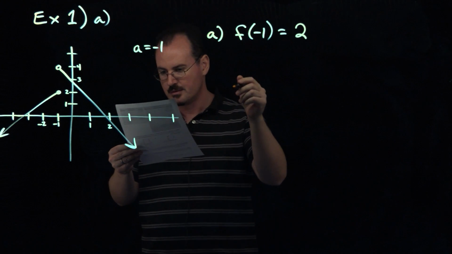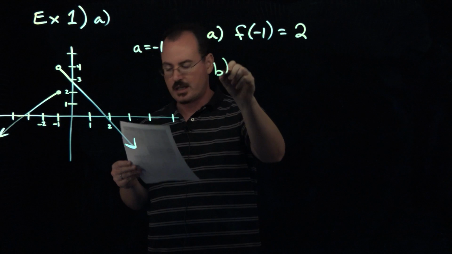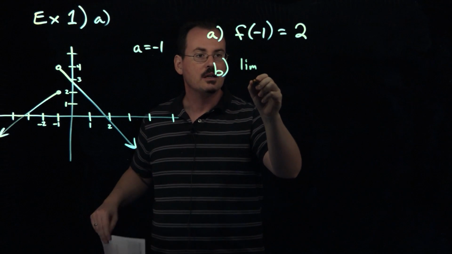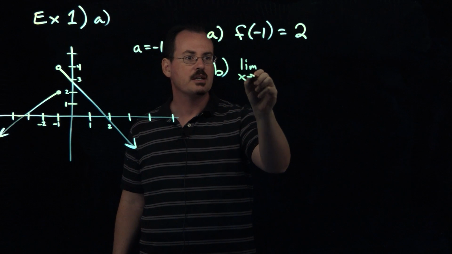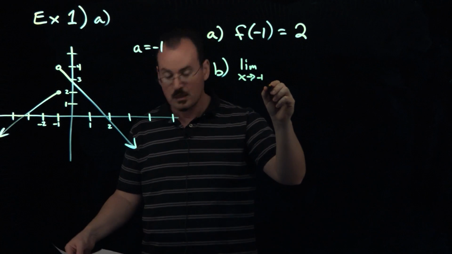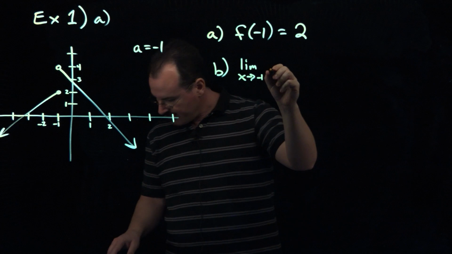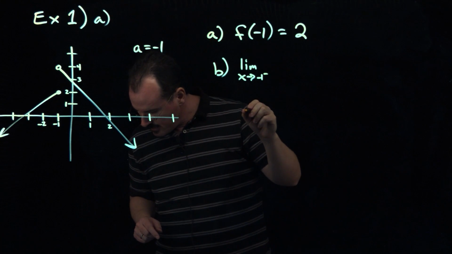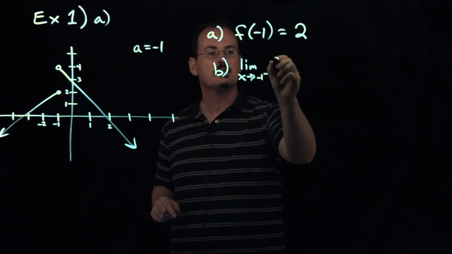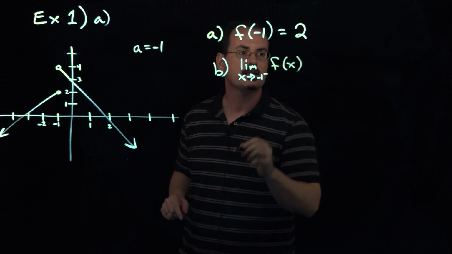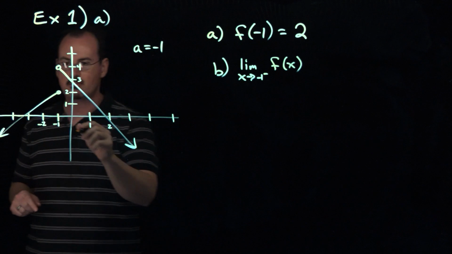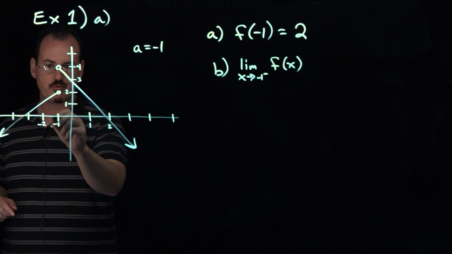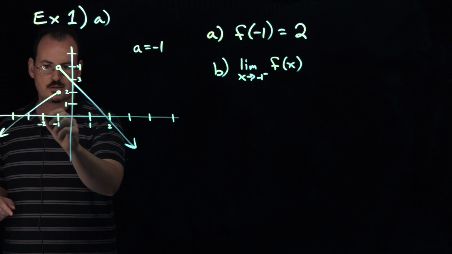For part B, we're asked to find the limit as x approaches the same x value, so -1, from the left, so we put a little minus on there, of f of x. So to find the limit as we approach from the left, we want to be plugging in values only to the left of -1, so like maybe -1.5. Let's start with -2 actually.